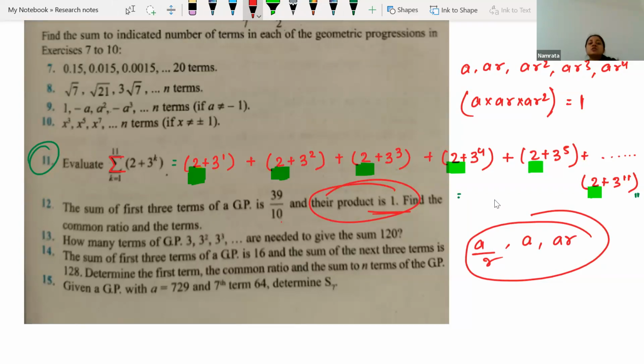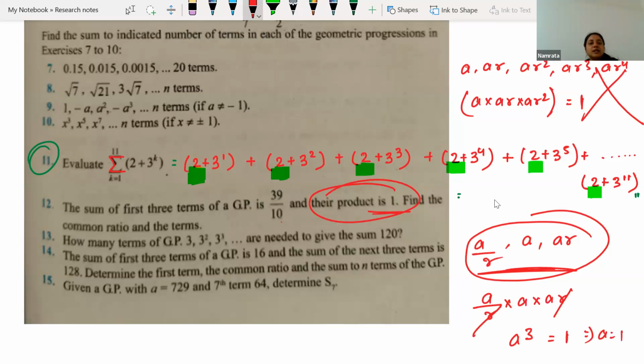So if the question says there are three terms and the sum of that is this, product of that is this, then please assume it this way rather than the other way. So if you take the first term as a by r, the second term as a, and the third term as ar, then you can see it is written that the product is 1. If you do the multiplication and write the product, you can see r cancelled out, and we got a cube is equal to 1. That means the a value will be 1 only. Getting it? Easily we got the a value.